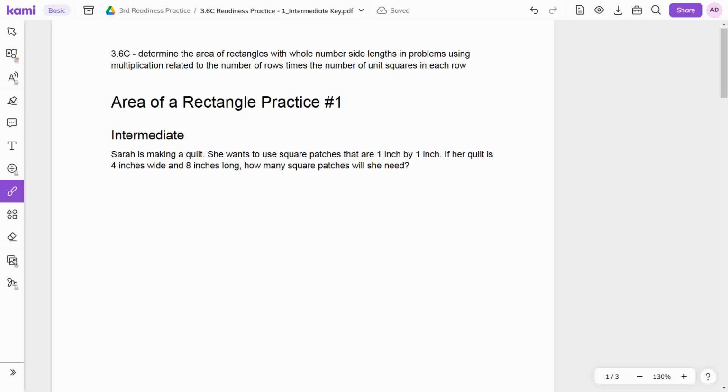Today we are looking at the readiness practice for area of a rectangle. This is standard 3.6c. We are looking at the intermediate version.